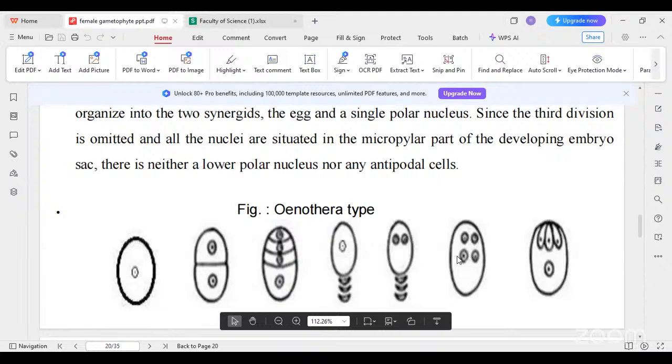The divisions are this one. Here, three polar nuclei are there. The lower polar nucleus or antipodal cells are there. In total, four nucleated cells are present.